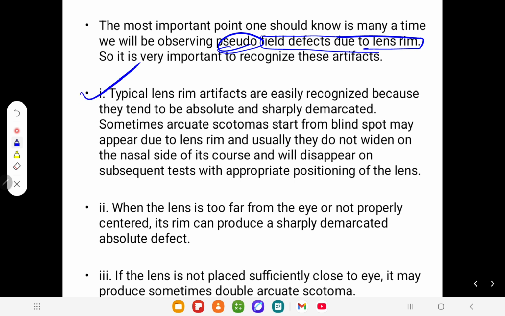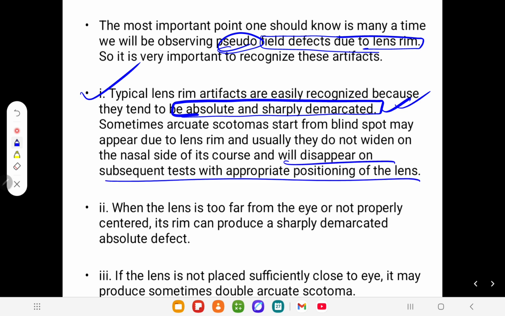See, typical lens rim artifacts are easier to recognize because they tend to be absolute and sharply demarcated. That's a very good point. It's a clinical interpretation: it is absolute and sharp in demarcation, not fuzzy demarcation. Sometimes an arcuate scotoma starting from the blind spot may appear due to the lens rim, and usually it does not widen on the nasal side, and it will disappear in a subsequent test with the appropriate position. So that's the goal, isn't it? It will disappear if you position the lens correctly.